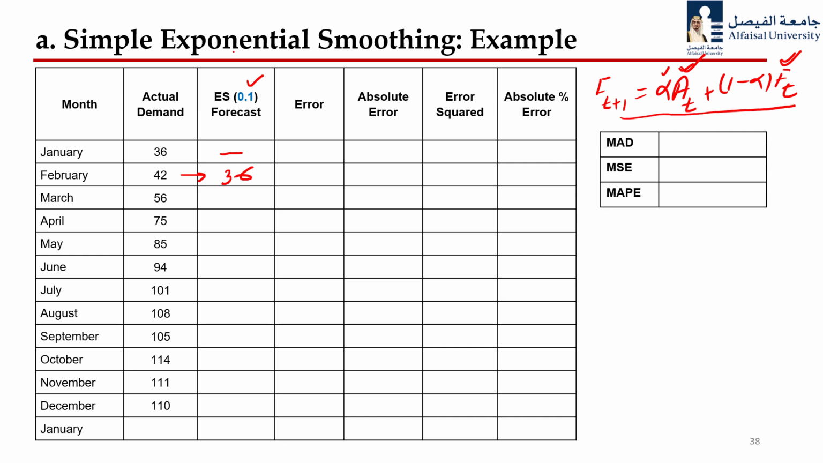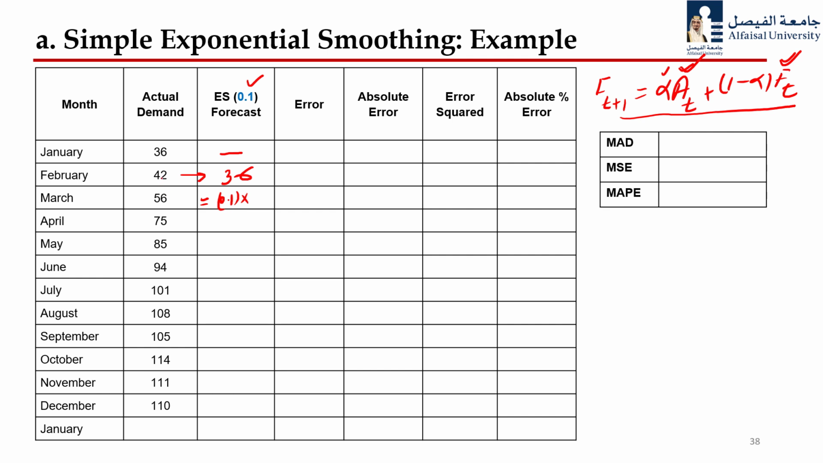But if your data has so much variation, then you can use a larger alpha. So, in order to forecast the value for the month of March, the alpha is 0.1, multiplied by the actual demand.